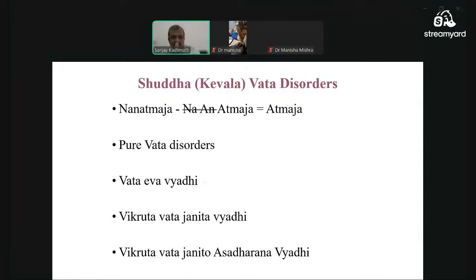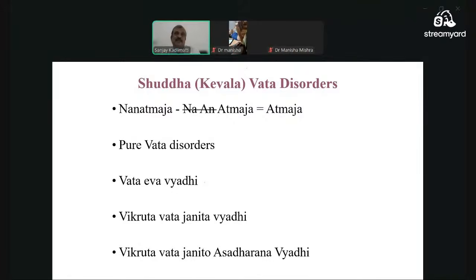So pure Vata disorders, Vata Eva Vyadhi. This is in the commentary of the first sloka of Charaka Chikitsa 28. Chakrapani tries to answer what is Nanatmaja. He says Vata Eva Vyadhi, kinchit kuchlok. Some people will say that Vata Eva Vyadhi means Vata itself is Vyadhi. Obviously, nobody will agree with this because Prakrita Vayu helps you to sustain life. That's why Vata cannot be called Vyadhi. Vikruta Vata can be Vyadhi, but Prakrita Vata is not Vyadhi.